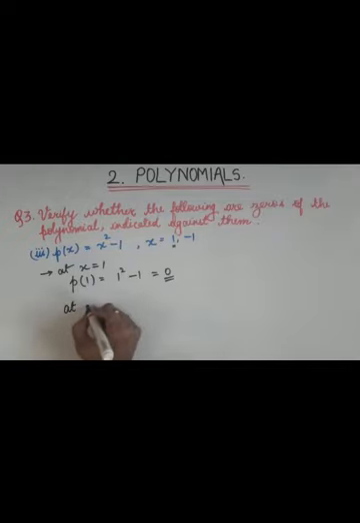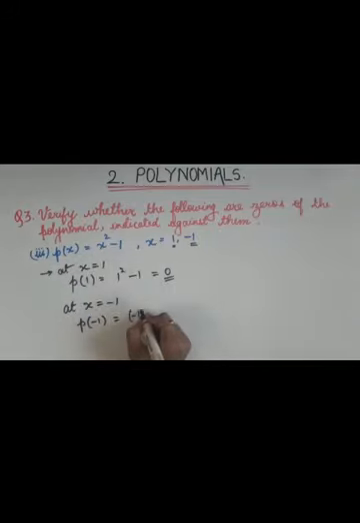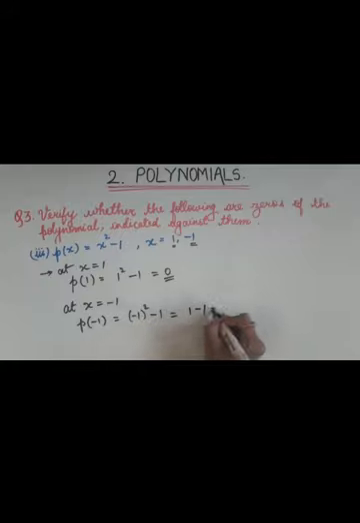So at x equals the next value, minus 1, P of minus 1, that is P of x. Substitute x as minus 1 now. So P of minus 1 will be equal to x square, that means minus 1 square, minus 1 as it is. So minus 1 square, a negative number raised to an even power, will be positive. 1 square is 1, so it will be plus 1, minus this one as it is, equal to 0.